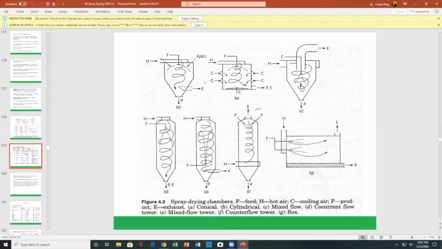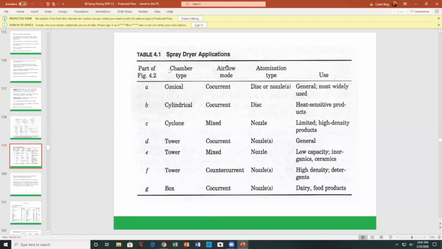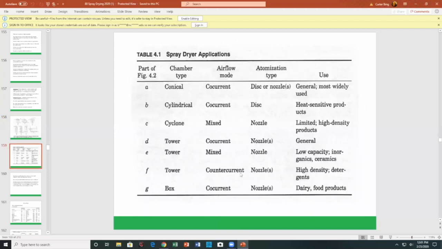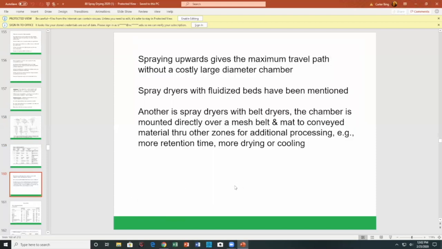Chamber. Who's got the chamber? Here we have part of figure 4.2. And you have some comments. Conical, cylindrical, cyclone, tower, box. Where it's used, what sort of atomization, what type of flow you have. It gives you an idea of the flow pattern. Spraying upward gives you the maximum travel distance. Co-current upward, again, without a costly large diameter chamber.